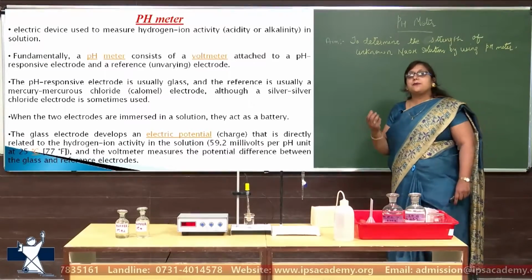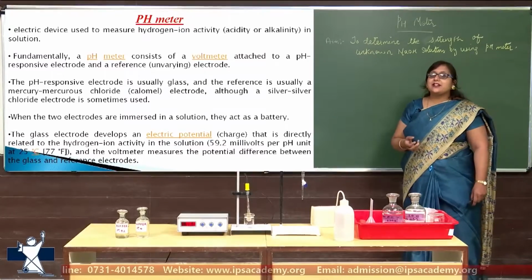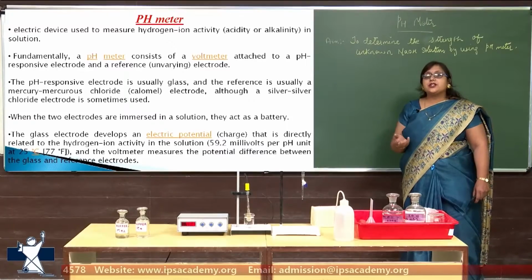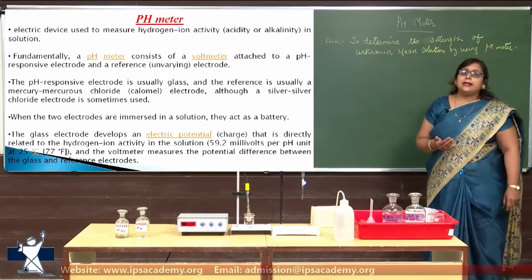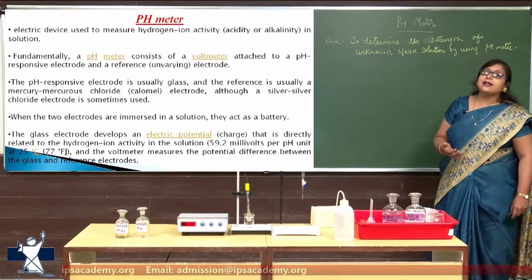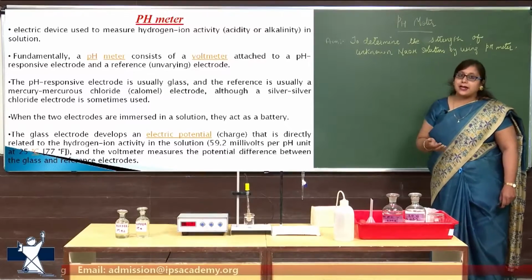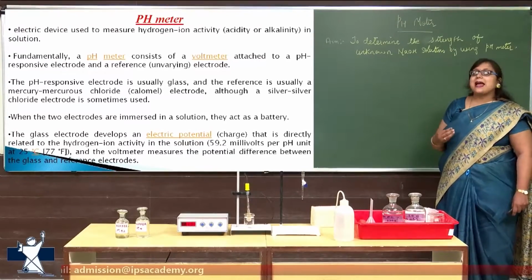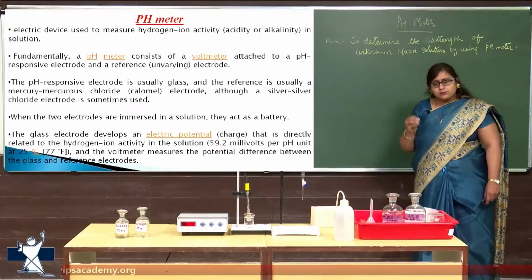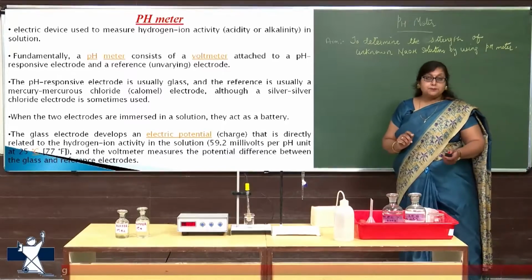When the two electrodes are immersed in a solution, they act as a battery, and the glass electrode develops an electric potential, that is, a charge. What is electric potential? Electric potential is a charge. When they become a battery, they generate an electric potential, a charge that is directly related to the hydrogen ion activity in a solution. This activity of the hydrogen ion is measured by the voltmeter, and the potential difference generated between the two electrodes is shown on the display.